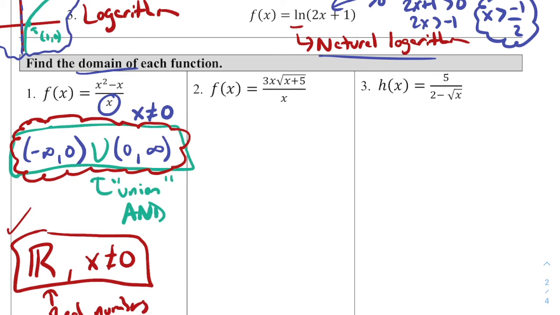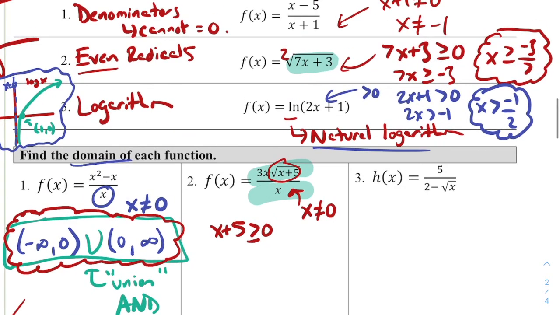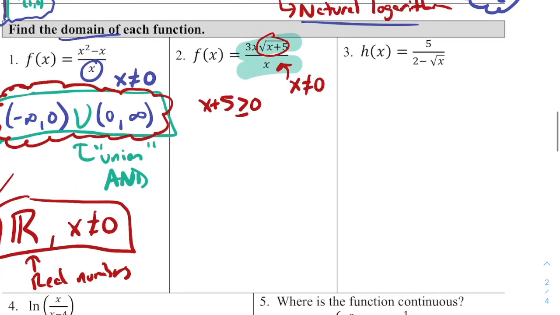Number two, we've got this numerator, we've got this denominator. First off, we know that the denominator cannot equal 0, so I know that x cannot equal 0 because of that denominator. But we also notice up in that numerator that we've got a square root. So we need to be careful because we also know that the square root cannot have a negative under it. So because of that, I also know that x plus 5 has to be greater than or equal to 0 from our second radical rule that we've got here.